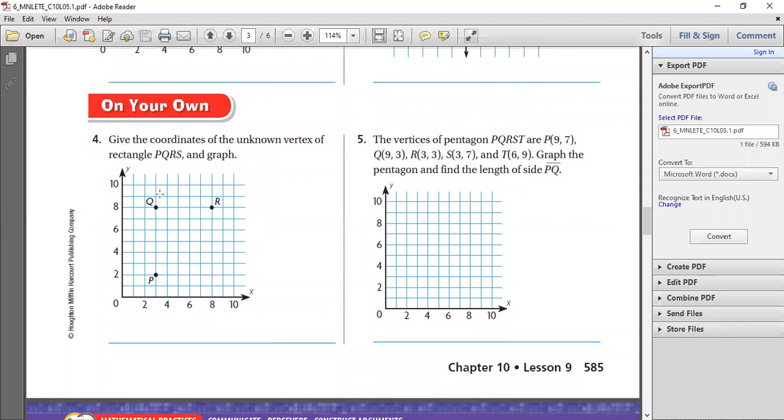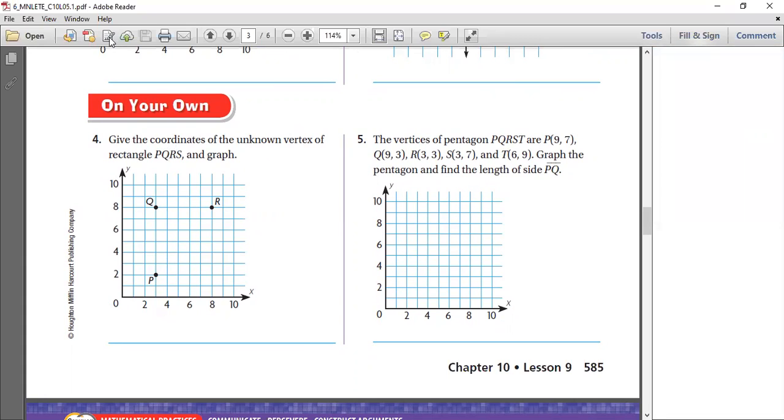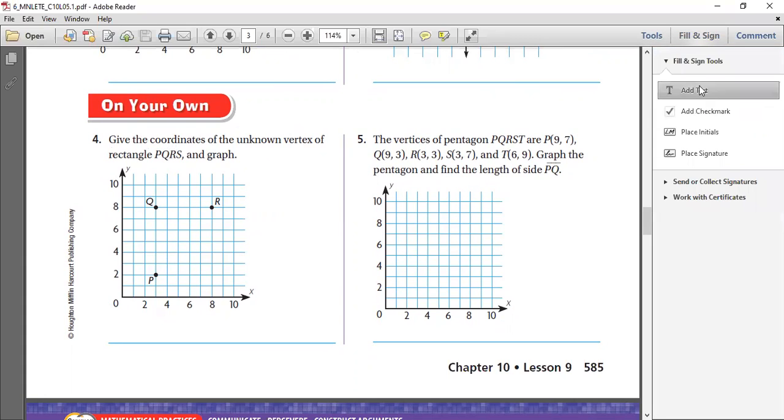So now moving to question number 4. Okay, give the coordinates of the unknown vertex of rectangle PQRS. Now what's the key word in this question? The key word is, it is a rectangle, right? Now how do you draw a rectangle?